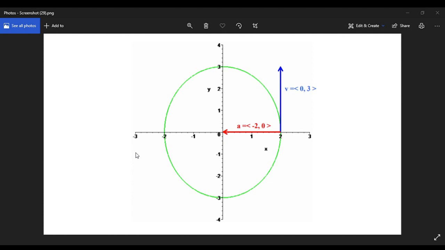The following shows the result of the graph with the equation of the ellipse plotted in green, the velocity vector v(0) equal to (0, 3) in blue, and the acceleration vector a(0) equal to (negative 2, 0) in red.